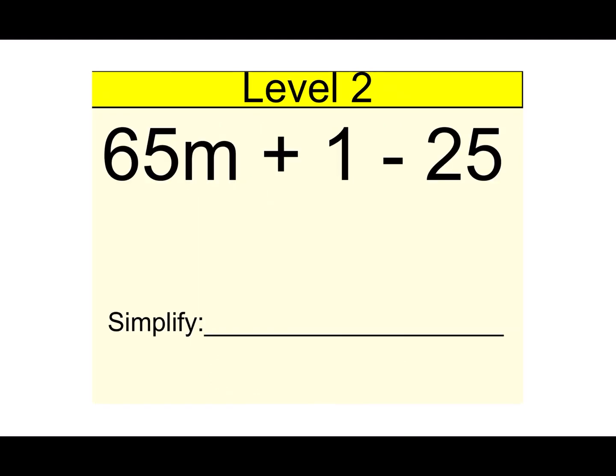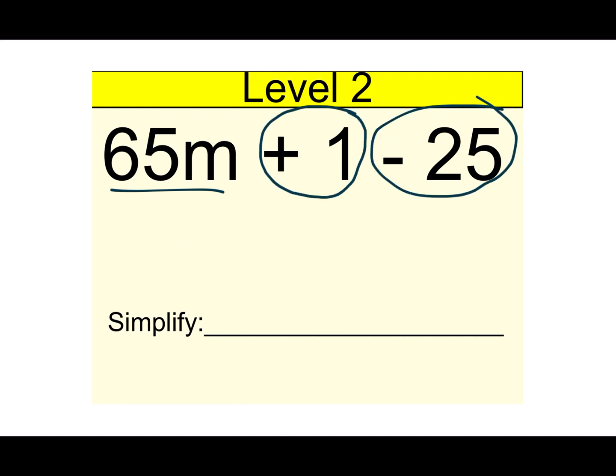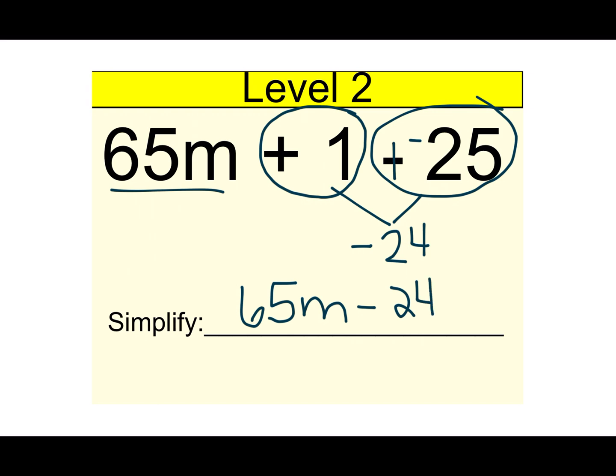Okay, let's simplify this one. Is there anything that matches that m there? No, there's no other m's in the problem. But look, there is a plus 1 and there is a minus 25. Some of you may remember those words. What are they called? They're called constants. So I can combine those two together. 1 minus 25, or 1 plus a negative 25, is negative 24. So I'm going to bring my number down with the variable, so the coefficient is 65m minus 24.